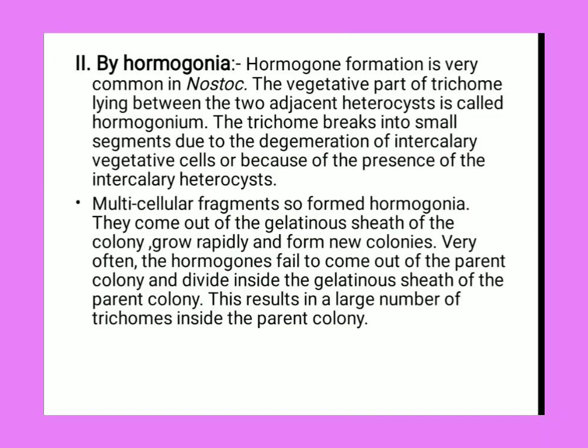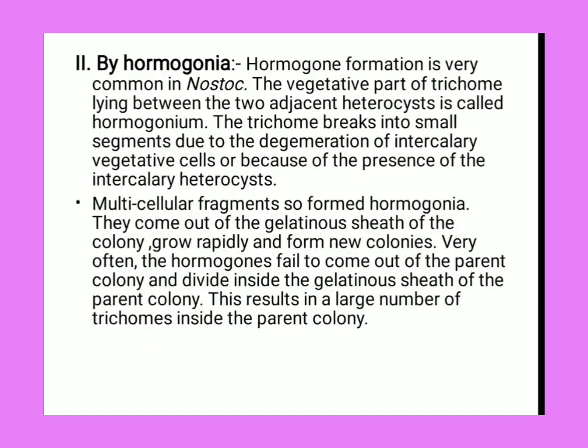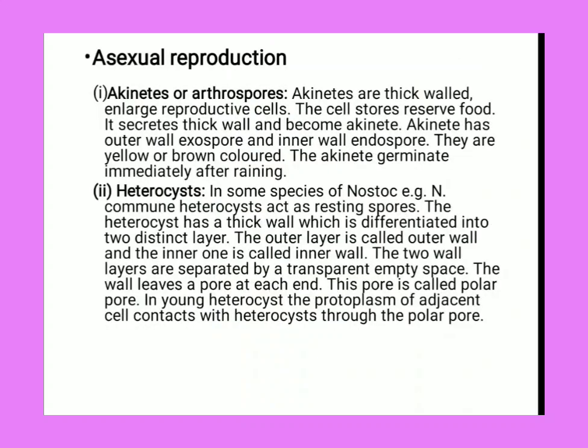Okay, in vegetative reproduction, there are two types: colony fragmentation and hormogonia. And then asexual reproduction. Asexual reproduction means reproduction by spores, first akinetes and then heterocysts. Akinetes are thick-walled, enlarged reproductive cells.